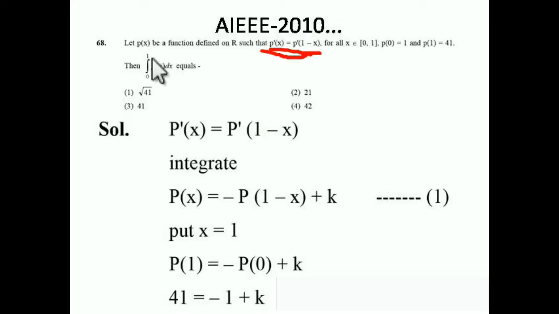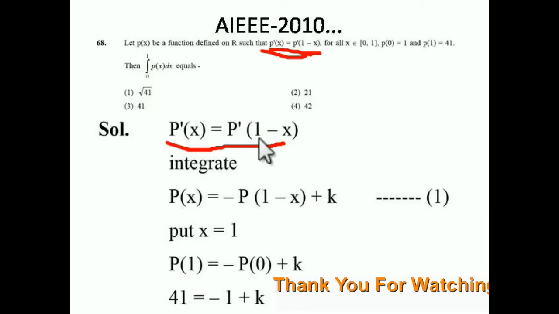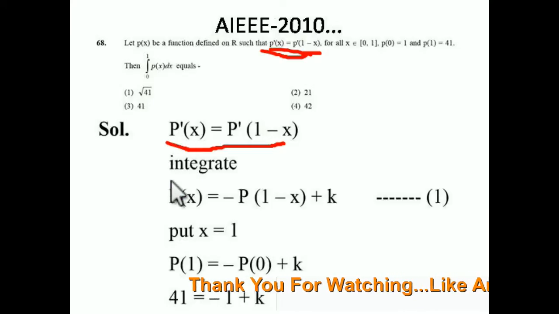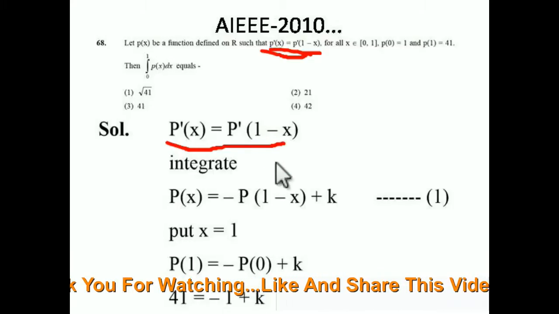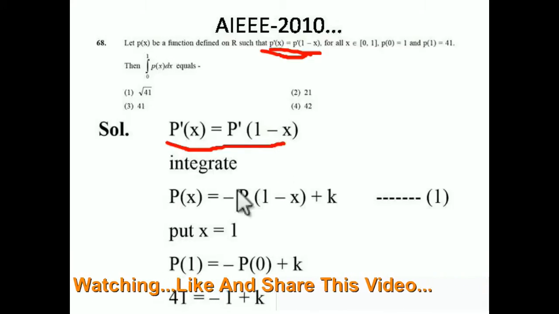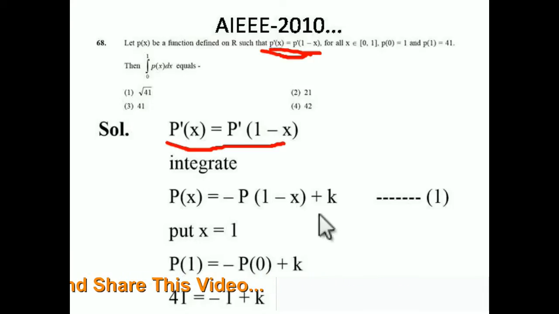So to get p of x here, we have to solve this equation, and for that we are going to integrate this. If we integrate this, we have a constant c, and to solve that constant we have these conditions. Let's do that. P dash of x is equal to p dash of 1 minus x is given to us. Now integrate both sides. So p of x is equal to p of 1 minus x, but here the coefficient of x is minus 1, plus k. Because this is indefinite integration, we must apply the constant k.